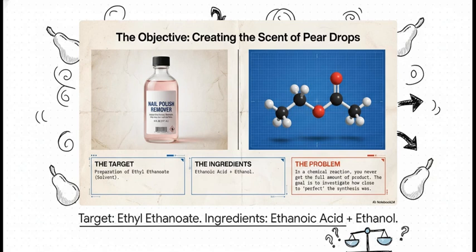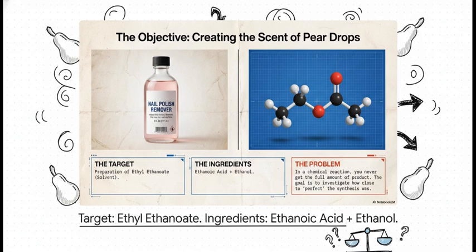So let's meet our target molecule. It's called ethyl ethanoate. You've probably come across it. It's the chemical that gives pear drops that sweet smell, and it's also used in some nail polish removers. We make it by reacting ethanoic acid with ethanol.